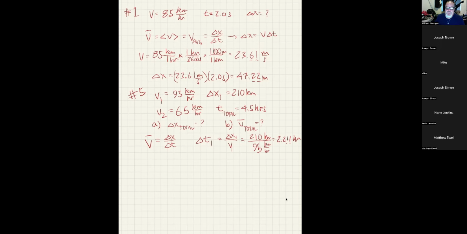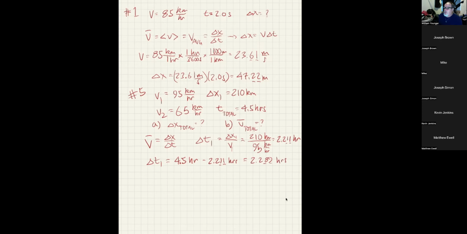That now allows me to figure out the time of the second leg of the trip, because all I have to do is take away 2.2 from 4.5, and that'll tell me the time traveled at 65 kilometers per hour. So delta T2 is going to be equal to 4.5 hours minus 2.211 hours. Again, realizing that the 1s are extra. I get 2.289, which really we're just going to call 2.3 if that was an answer. But that actually turns out in hours with 2 sig figs.